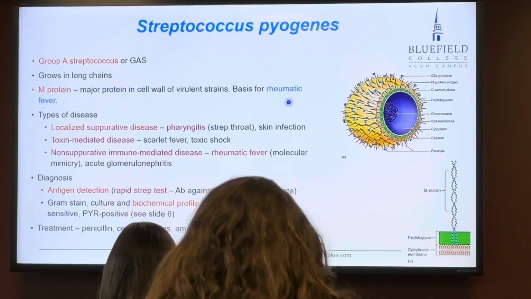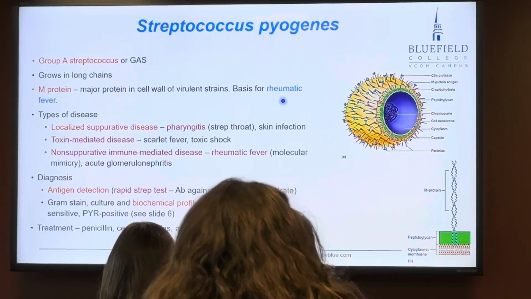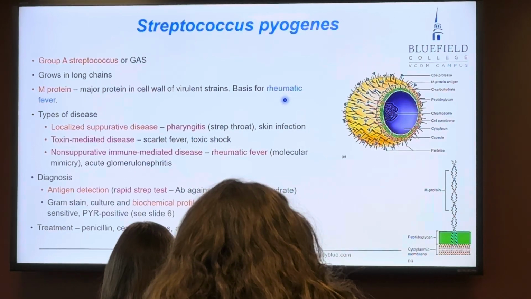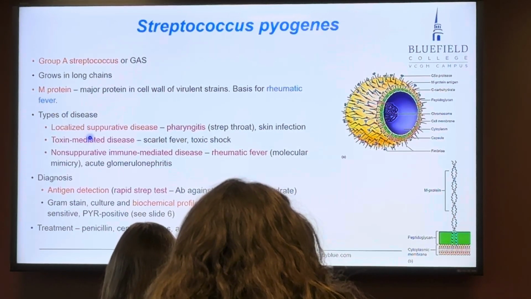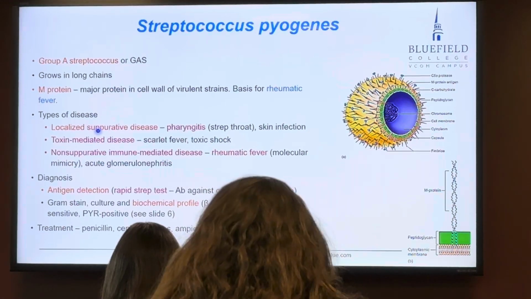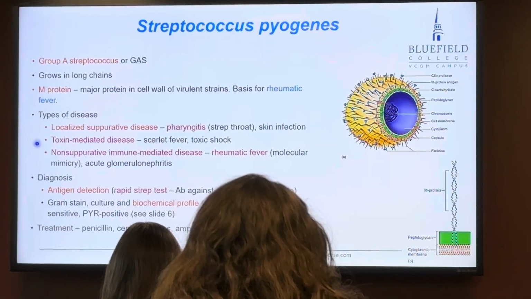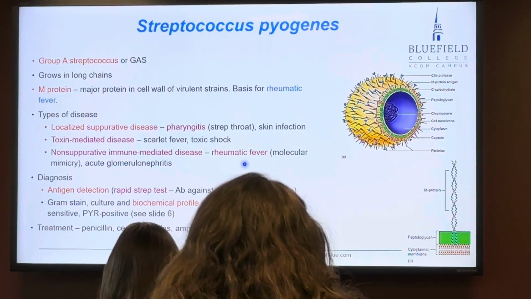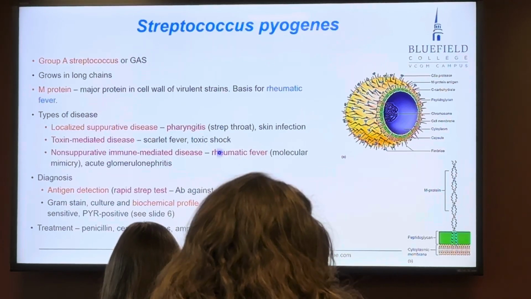We talked very briefly about rheumatic fever in immunology. It's an immunological disease because of cross-reactivity with the M protein. There's a teaser for about 3 slides from now. Just like we saw with Staph aureus, you've got different types of disease: suppurative diseases, like a classic example there, strep throat; toxin-mediated diseases; and then your immune-mediated diseases, of which the only one that we'll spend a moment on is rheumatic fever.